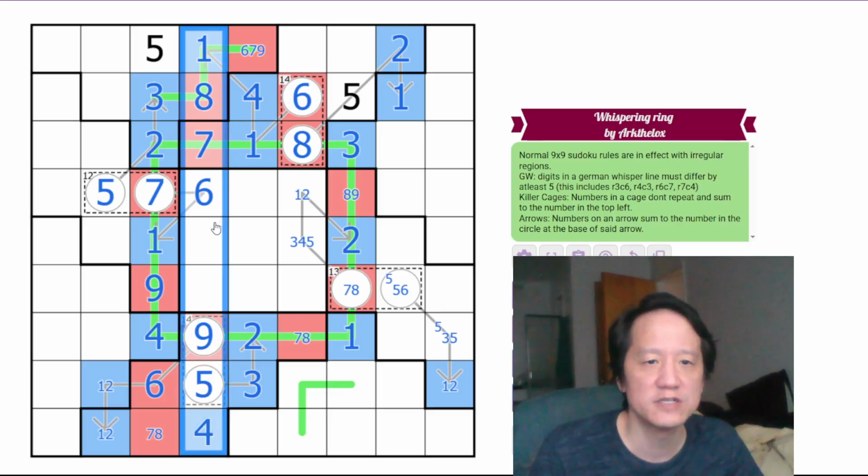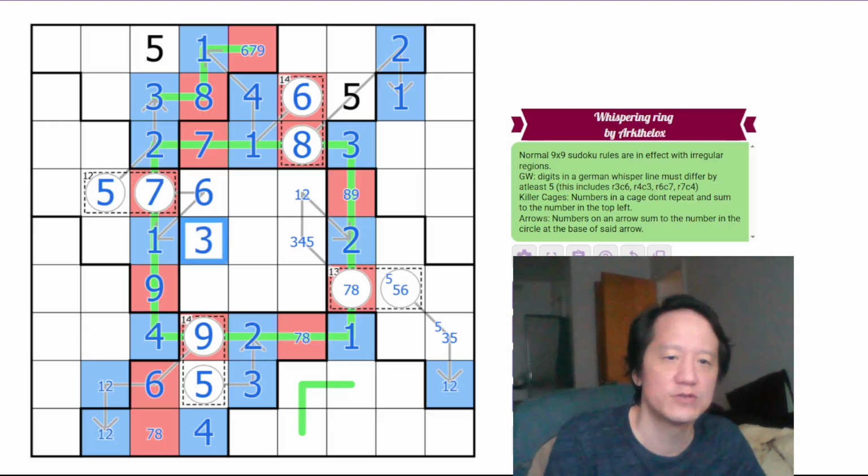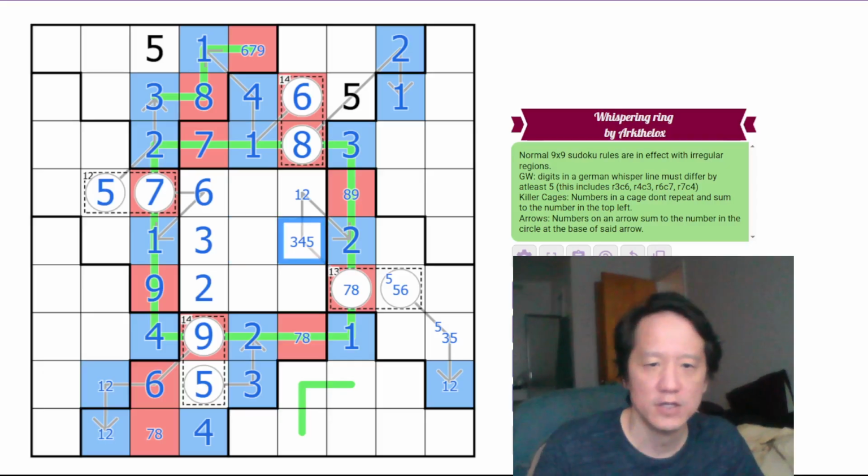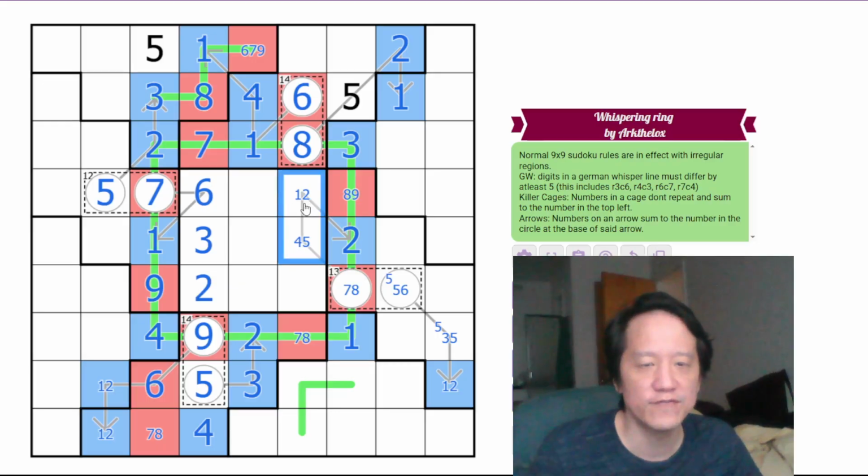The remaining digits in column 4 are 2 and 3. 2 can't be here because of this 2, so this must be a 3, which makes this a 2. This can no longer be 3 then. It's either a 1, 4, 2, 4, or 1, 5 here.